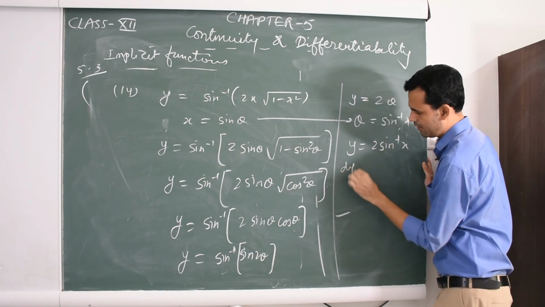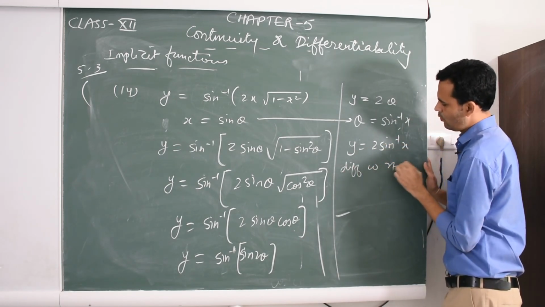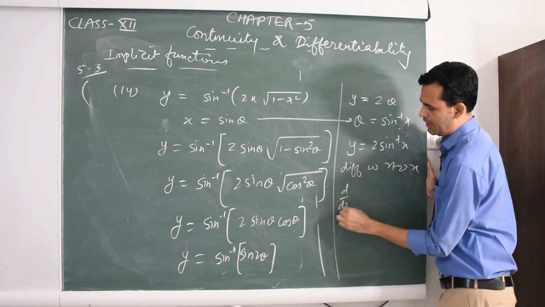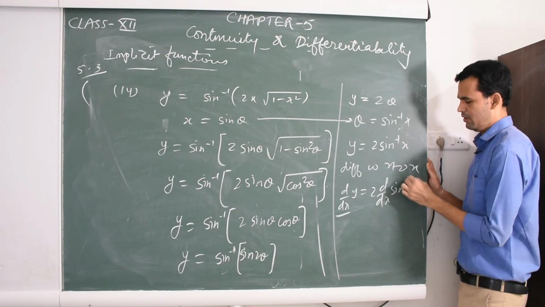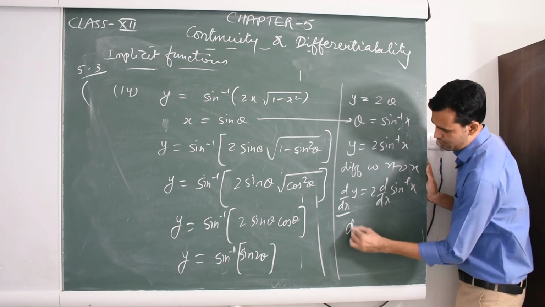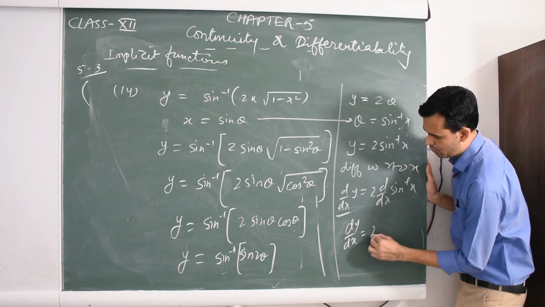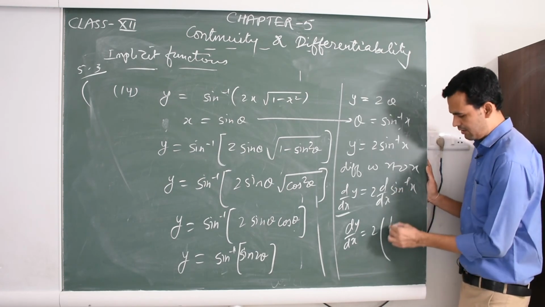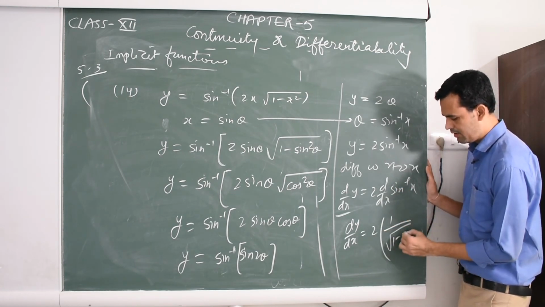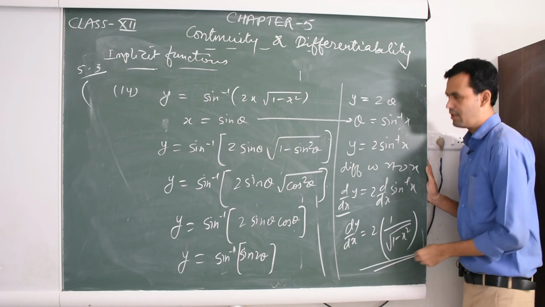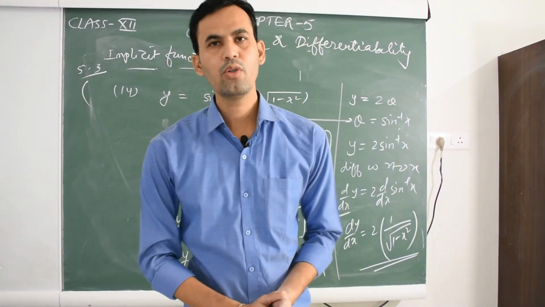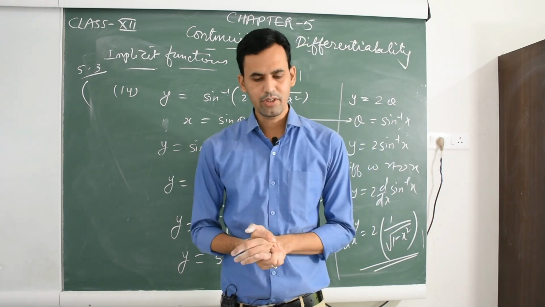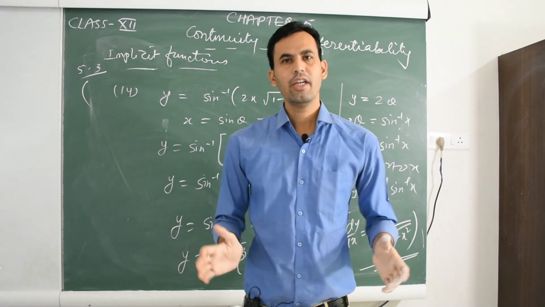Now we differentiate with respect to x. So d by dx of y equals 2 d by dx of sine inverse x. So dy by dx equals 2 times the derivative of sine inverse x, which is 1 upon under root 1 minus x square. This is the answer or derivative of this function. So this is all about exercise 5.2 and 5.3, and okay, thank you.